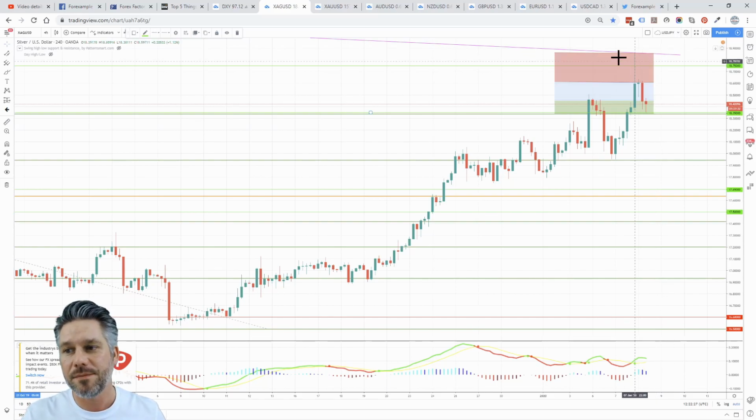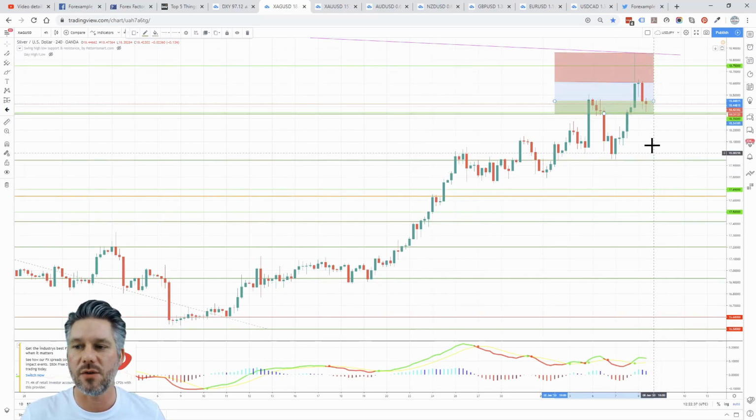So for me, the risk isn't worth the reward. Here's my risk, you can see here, and here's my potential reward. If it breaks beyond this, then sure, but there's a good chance it will set up above. So it doesn't stack up to me as a trade.